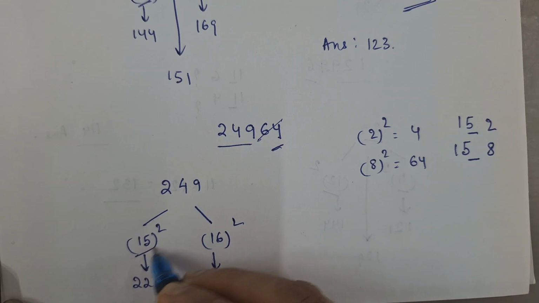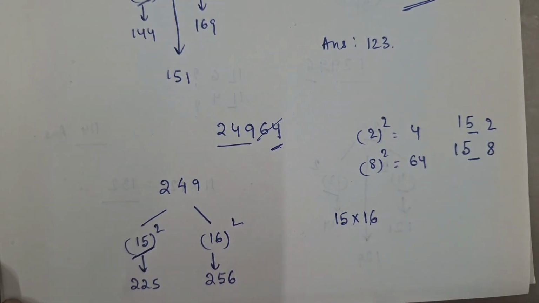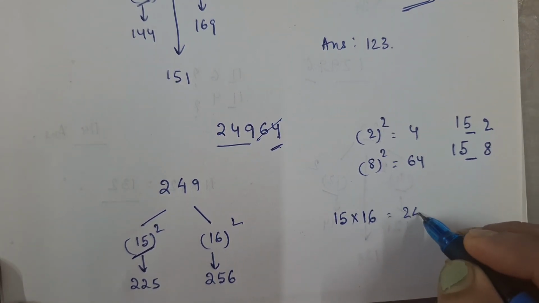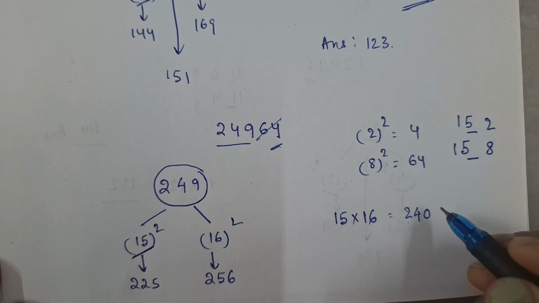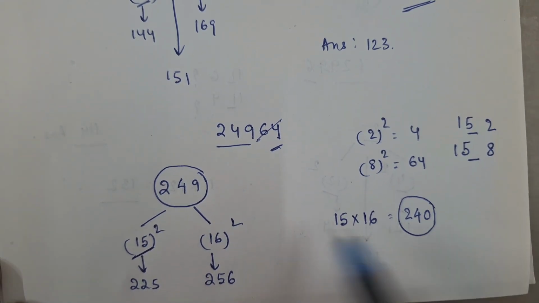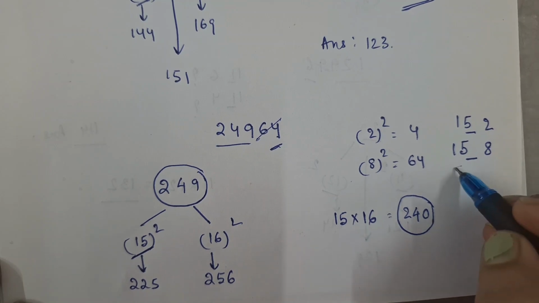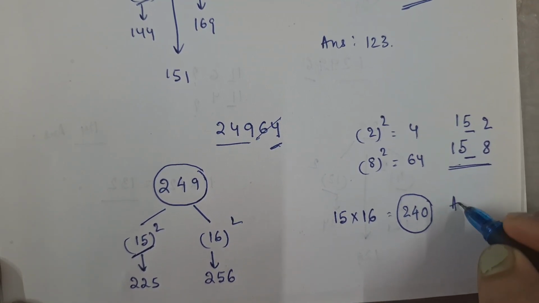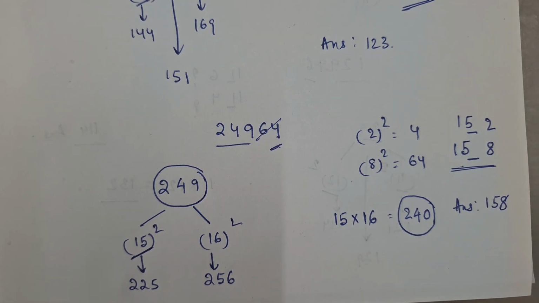How will we do that? This 15 we will multiply with 1 more than 15, which is 16. And what answer do we get? We will get 240. Now we will compare this 249 and 240. Which is greater? 249 is greater. So we will take the greater of these two numbers, which is 158. So our answer is 158.